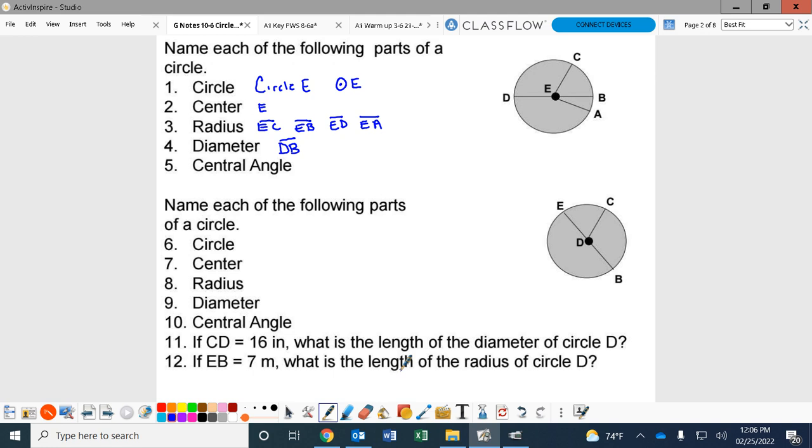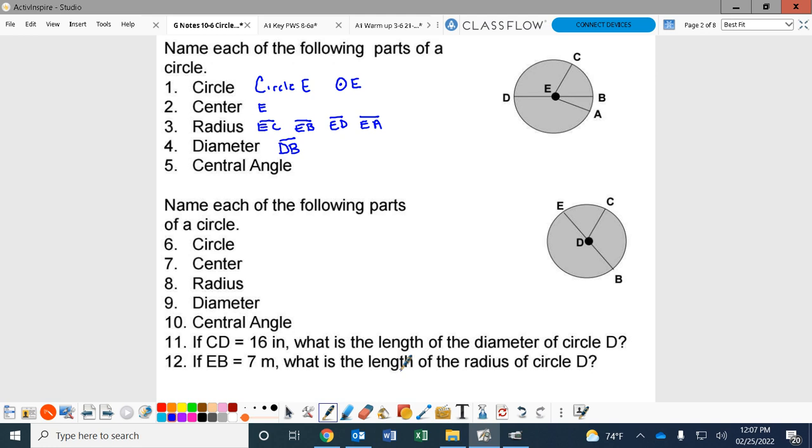Now, the next one is something that we're going to use a lot. Listen to me. There are going to be 2 different types of angles in a circle. There are what we call central angles, which we've talked about one time before, and there are what we call inscribed angles. Inscribed angles and central angles, you have to know the difference between. Today we're only doing central.